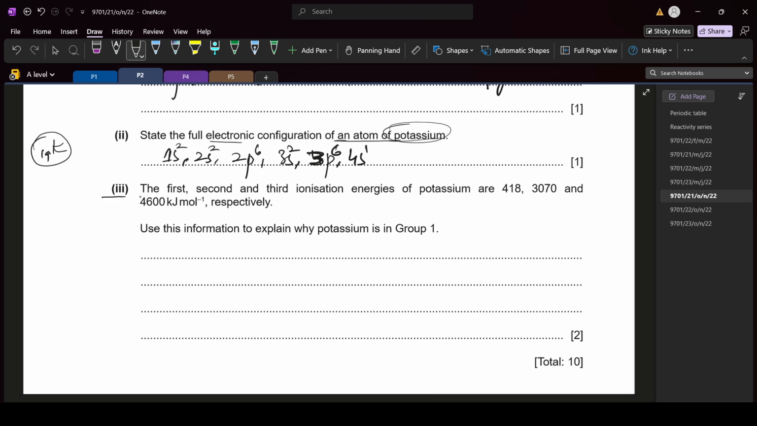Part 3. The first, second and third ionization energies of potassium are these, respectively.